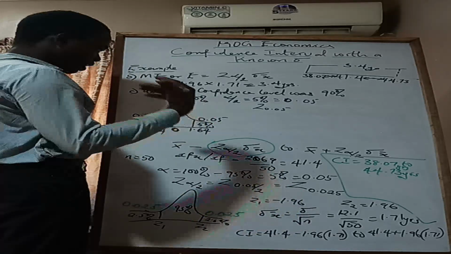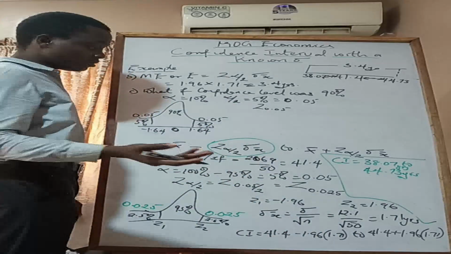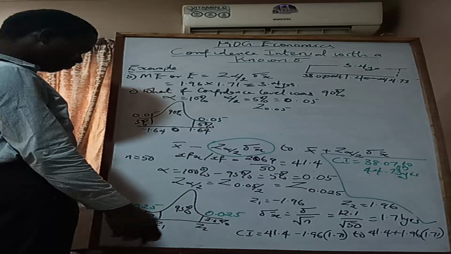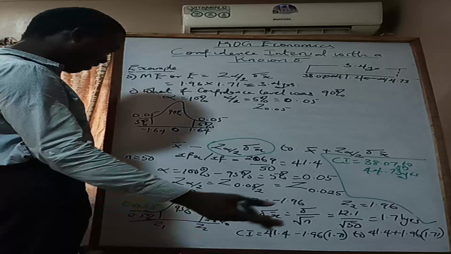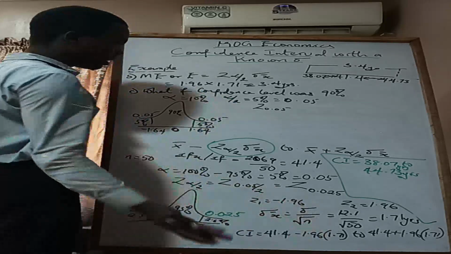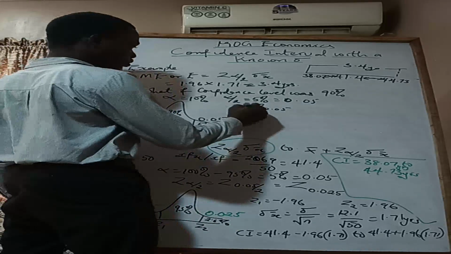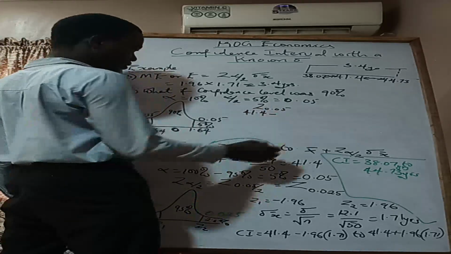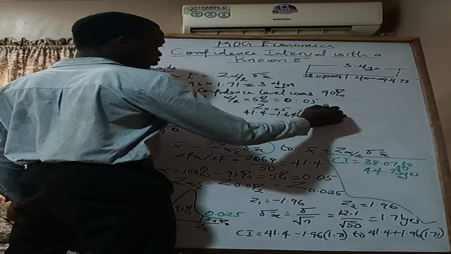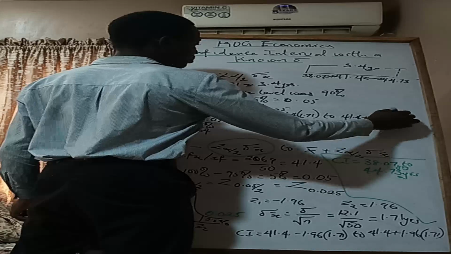So now what do I do? My x-bar is not changing because nothing changed in my data set. My standard deviation is not changing, right? The standard deviation of my sample is the standard deviation of the population divided by the square root of the number of observations. Those things don't change. So now what I'm going to do is take x-bar, which is 41.4. So I have 41.4 minus 1.64 into brackets 1.71, to 41.4 plus 1.64 into brackets 1.71.